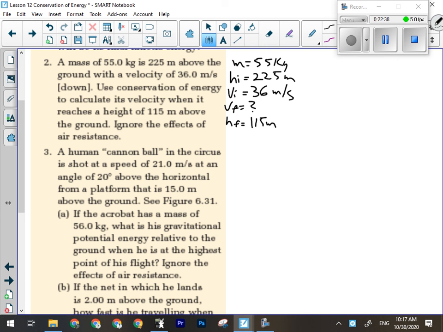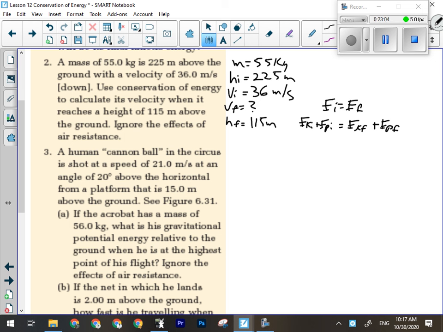Is this exactly the same calculation we just did? It is. Looking for VF, it's exactly the same calculation as the bike over the canyon. So we're going to have EI equals EF. That's going to be EK initial plus EP initial equals EK final plus EP final. None of those are 0, each of them has an actual number value.